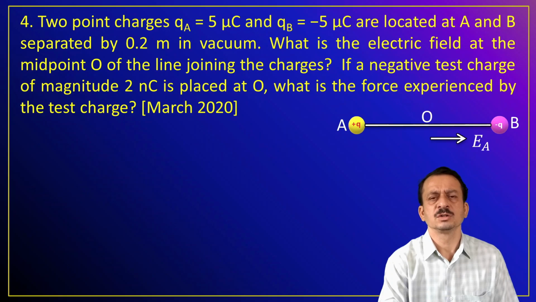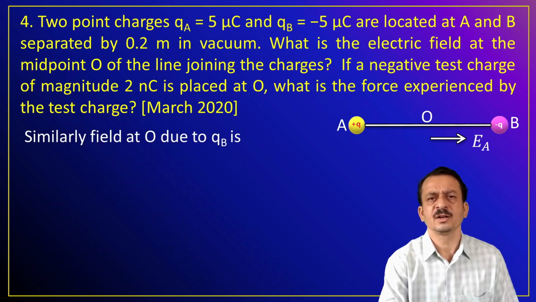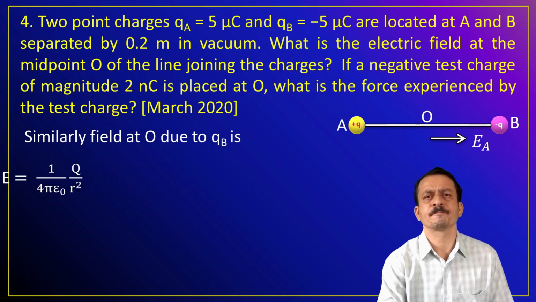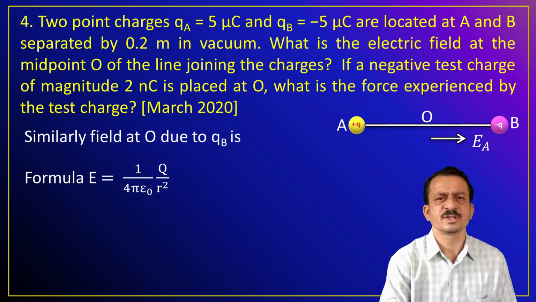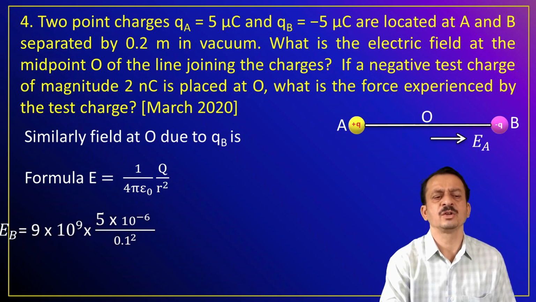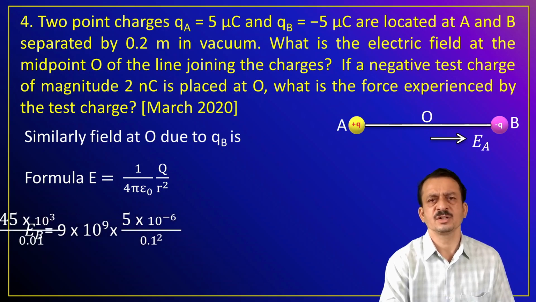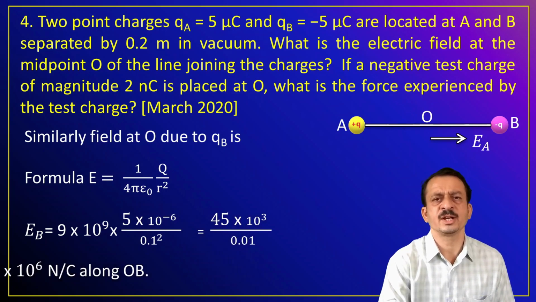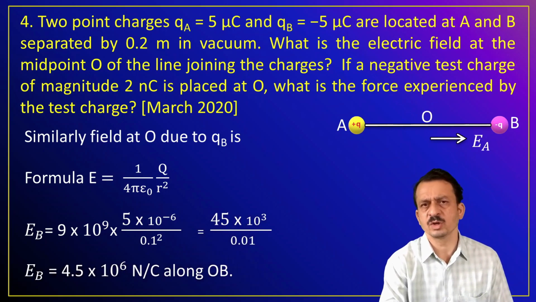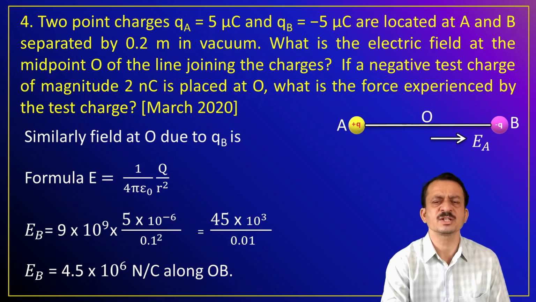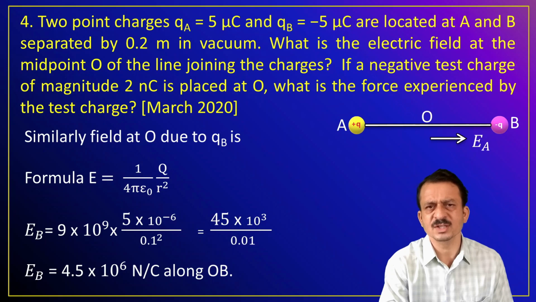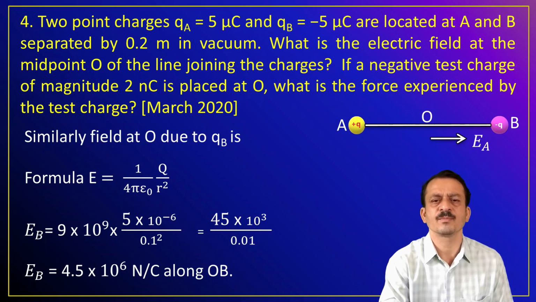Now we work out the electric field at O due to the B charge. The equation is the same. Substitute the values and simplify, and we get the same magnitude. So EA and EB have the same magnitude. It is also 4.5 × 10 to the power of 6. But it is a negative charge. Therefore, its direction is also towards the charge, that is OB.